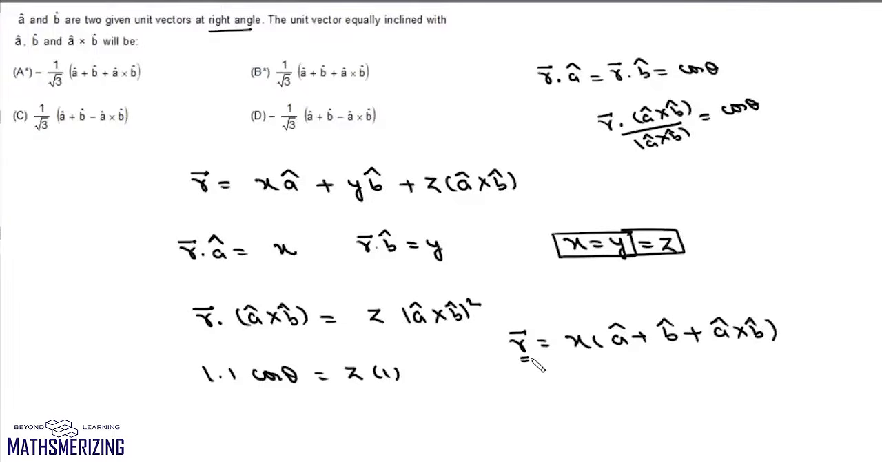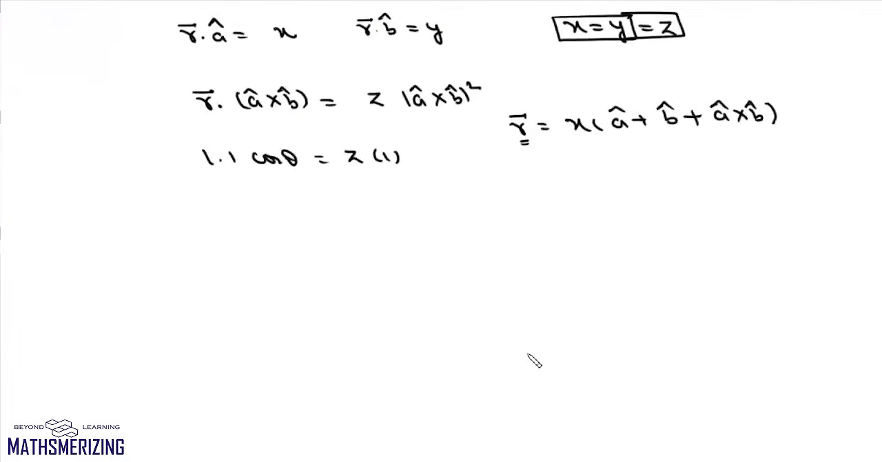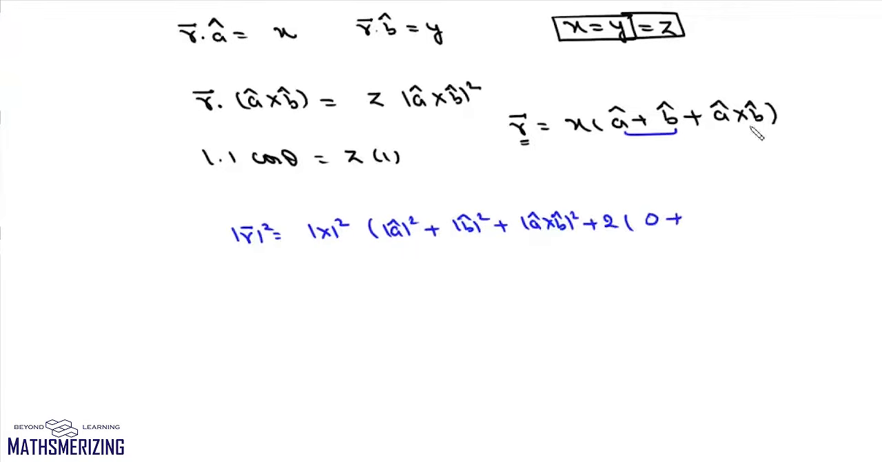Now this R has to be a unit vector, so we need to find the magnitude of R. Now R square will be mod of X square, and then mod of A square plus mod of B square plus mod of A cross B square plus 2 times A dot B, which will be 0, A dot A cross B will be 0, and B dot A cross B will also be 0. So the magnitude of R square will be X square, and this is 1 plus 1 plus 1, it is 3.